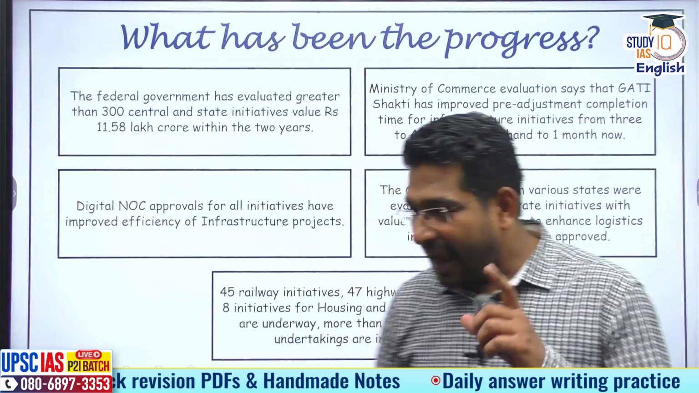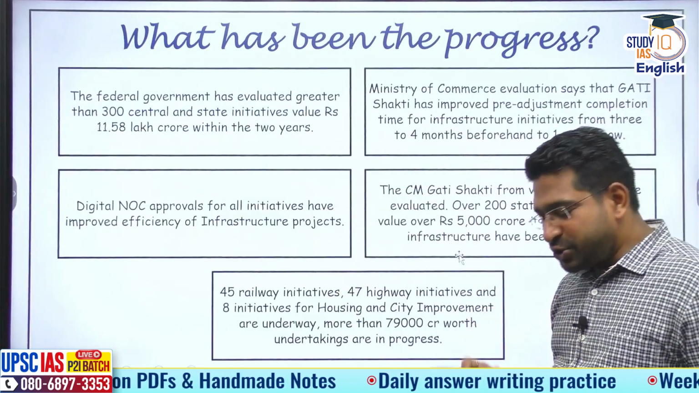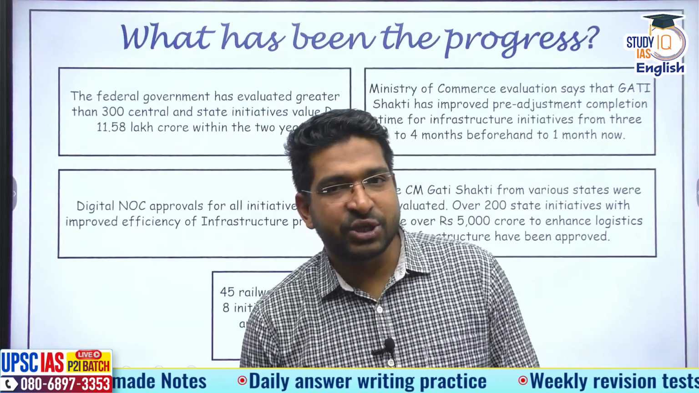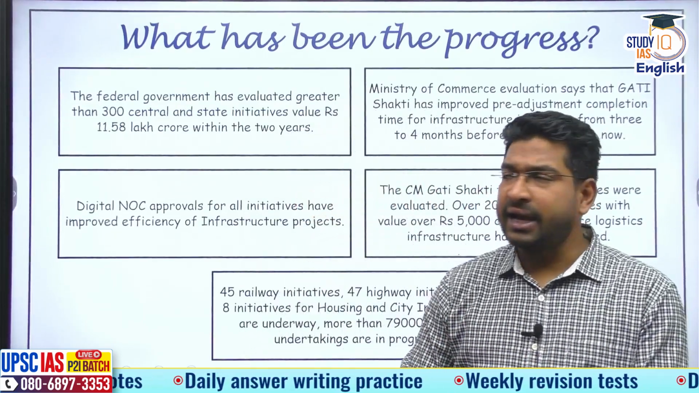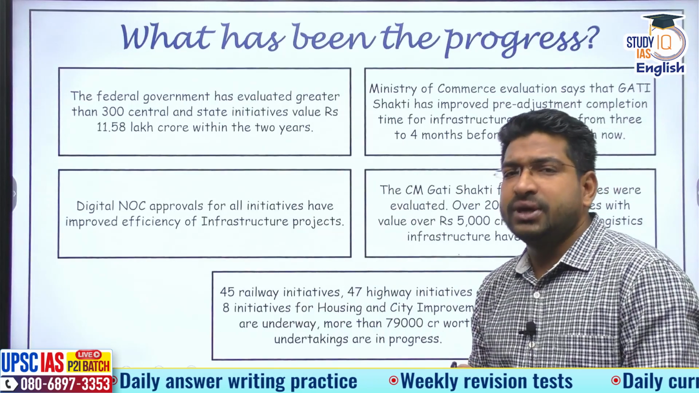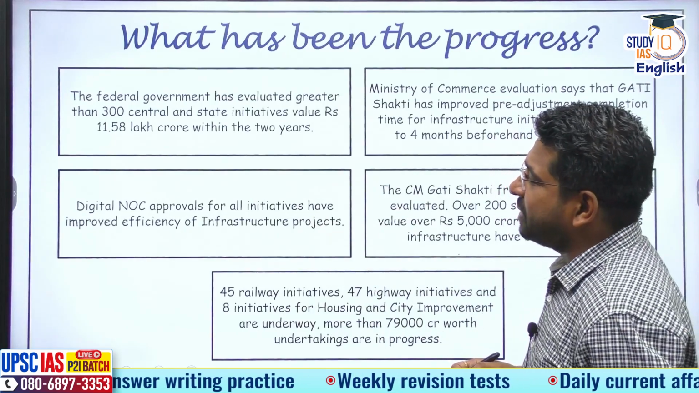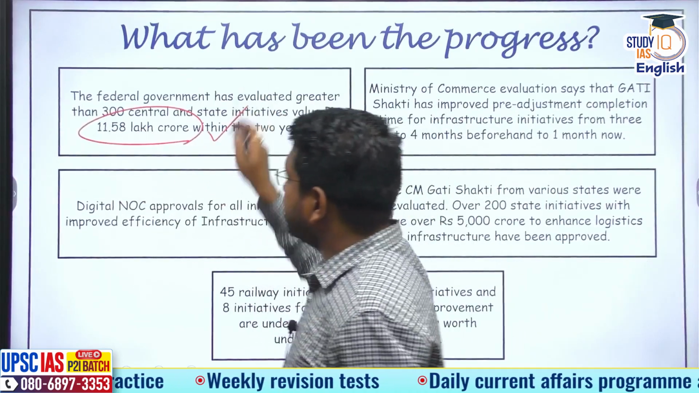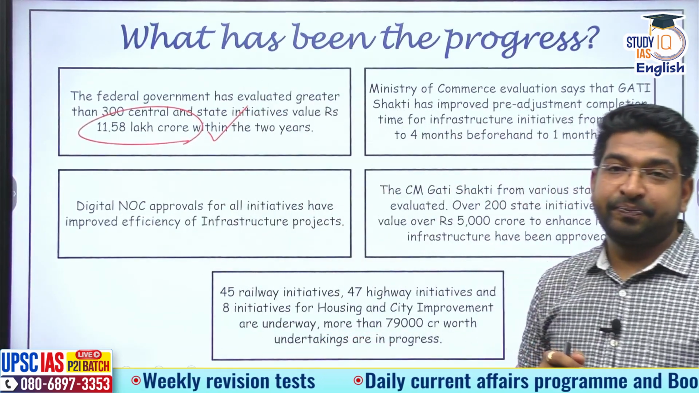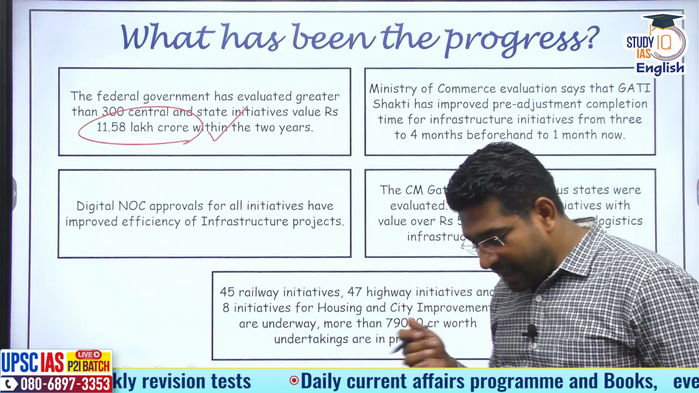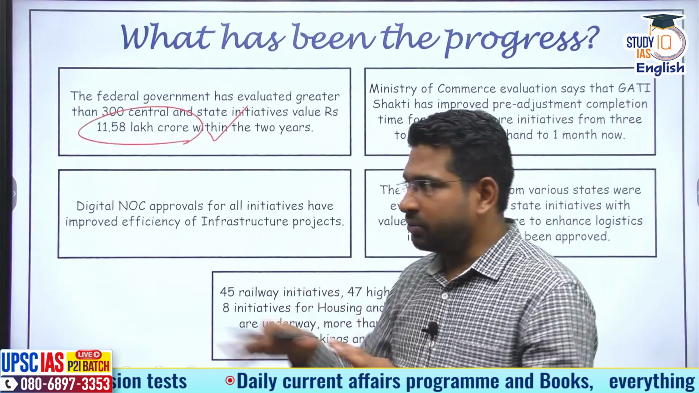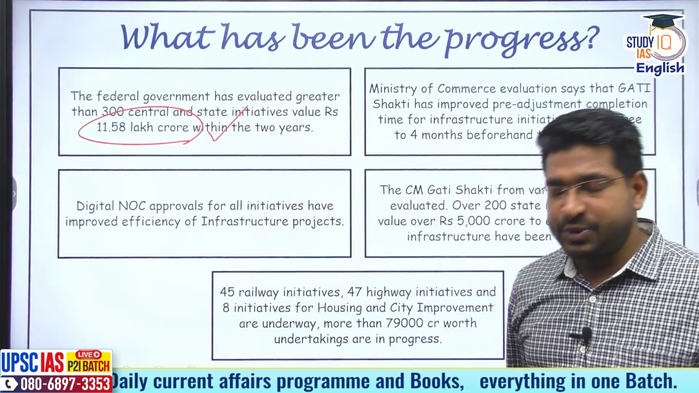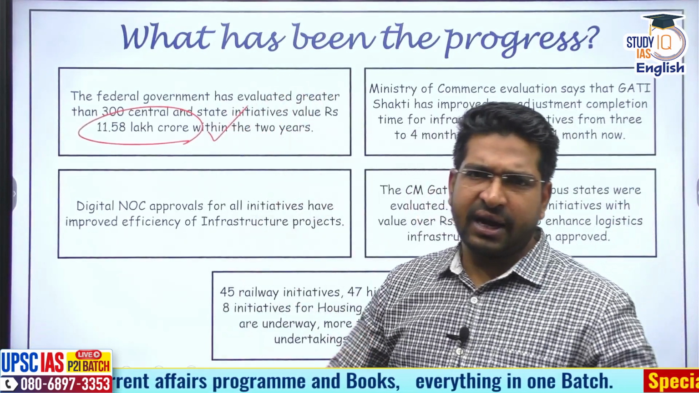Apart from that, at the 2-year anniversary, the Ministry of Commerce has released certain data, where they have highlighted that the PM Gati Shakti project's report card can be seen here. In the last 2 years, more than 300 central and state initiatives worth 11.58 lakh crore have been evaluated, which is quite great. I told you the target is somewhere around 100 lakh crore. So in the first 2 years, the evaluation has happened for almost 12 lakh crore, which is about 10 to 12% of our target, which is very decent.